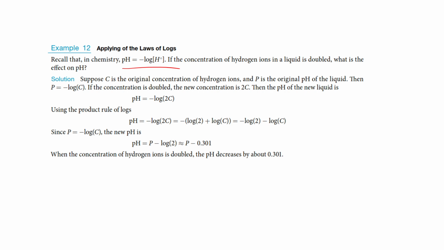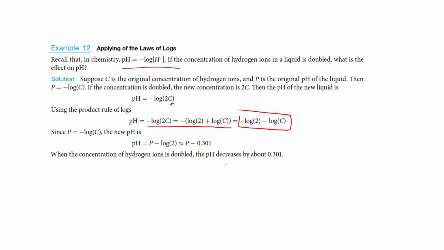Hydrogen ions, I don't know much about that, but they're going to say we're going to double it. So here's our original concentration, and now we've doubled it. What they're going to do here is use the law of logs, which says if it's a product inside there, I could turn it into addition. And now they just distribute that minus. So they've used the product rule with logs to expand this.